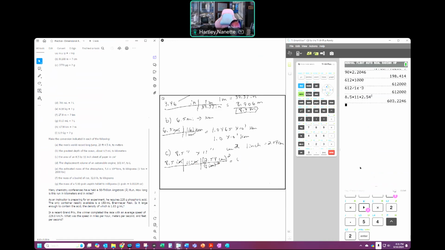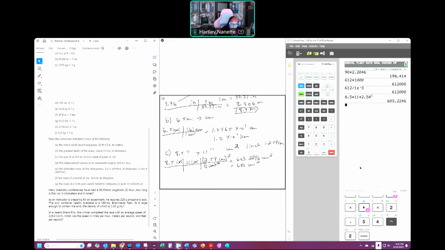At least we have 603.2246, and that's a 6. I started to write cm with the same thing, and that's centimeters squared. 2 sig figs here, 2 sig figs here, so that means my answer should be 600 centimeters squared, or 6.0 times 10 to the 2.